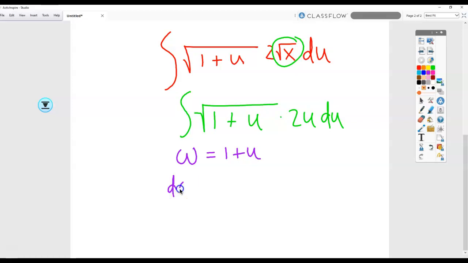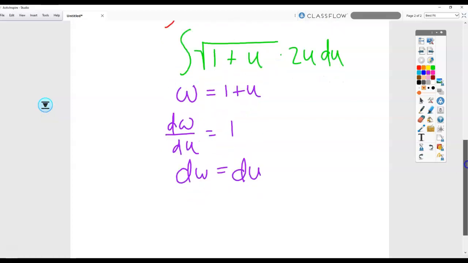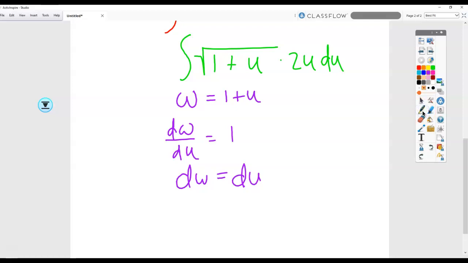So now I want to find the derivative of w with respect to u, which would just be 1. And then we get the du by itself, right? The same thing as doing the derivative of u with respect to x, it's just now we're doing the derivative of w with respect to u. All right, so now I'm going to replace this with w. I'm going to replace this with dw because they're the same. But I still got this guy to worry about. I still have a u I need to get rid of. So we're trying to get everything to be a w now.